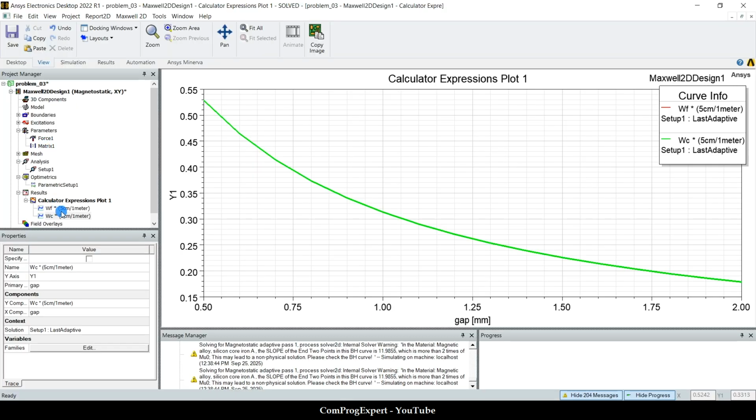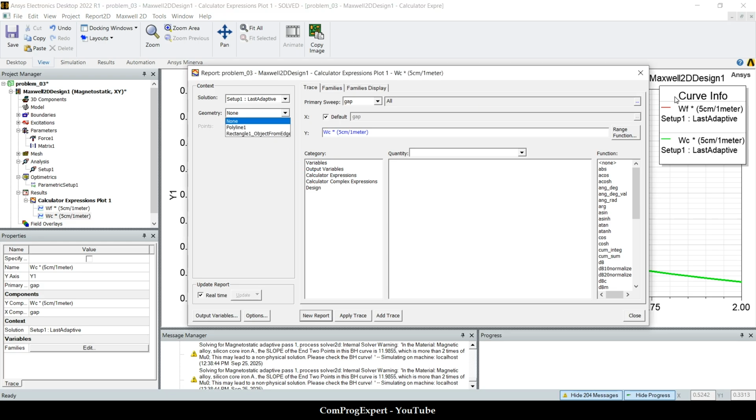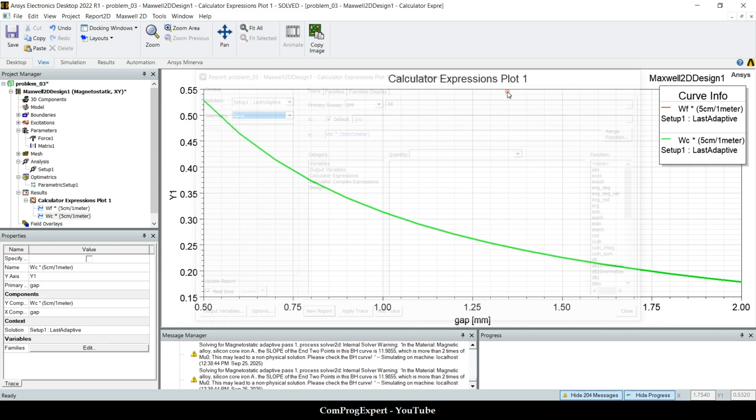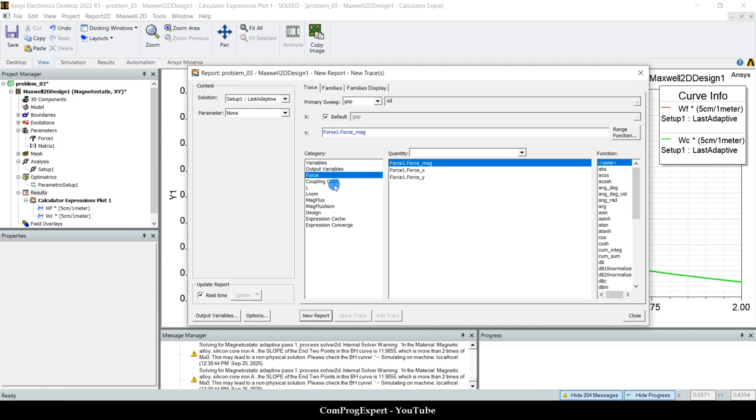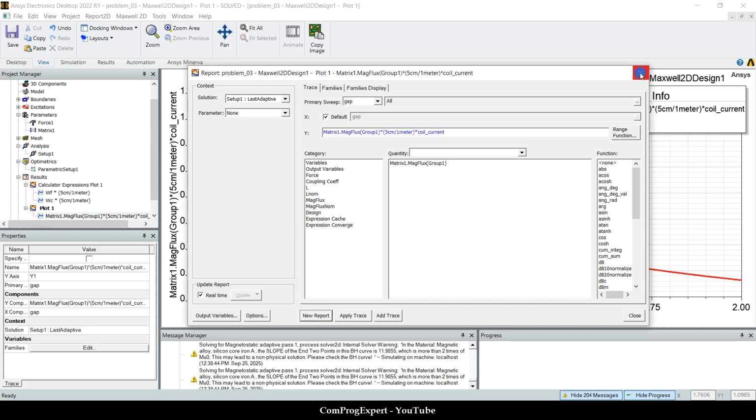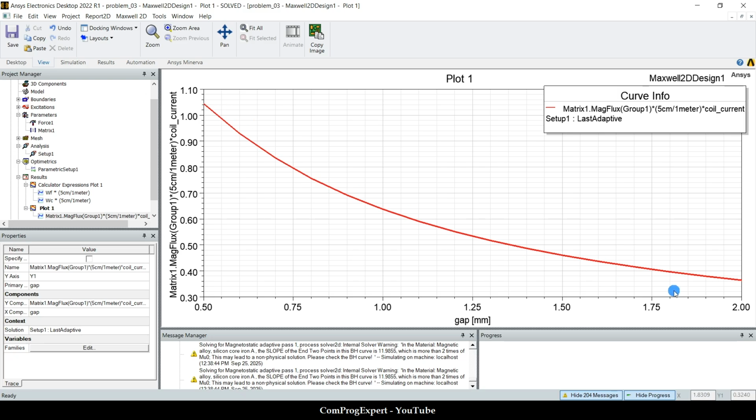So here, what is the value of the flux linkage? Let me check the rectangular plot. This is the flux linkage times 5 centimeter divided by 1 meter. We need to modify them by the depth of the problem. Meter times the coil current. So here is the curve.